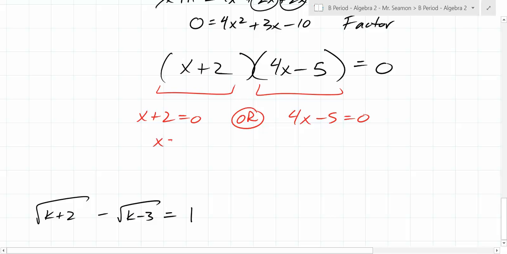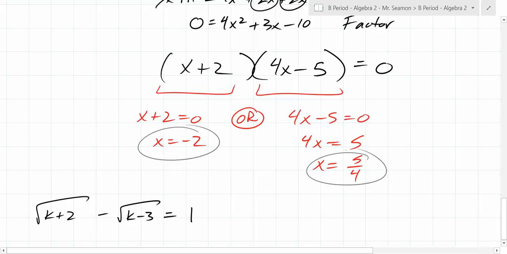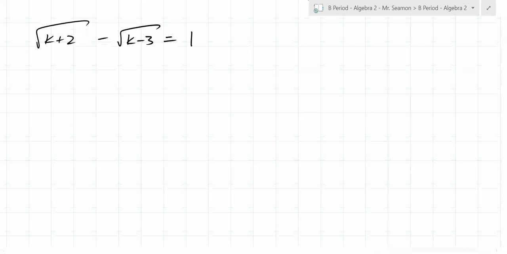So therefore, x is equal to negative 2, or 4x equals 5, so x is equal to? So we won't do it right now, but what would you, as I've said many times, do with those two things? Plug them back in.